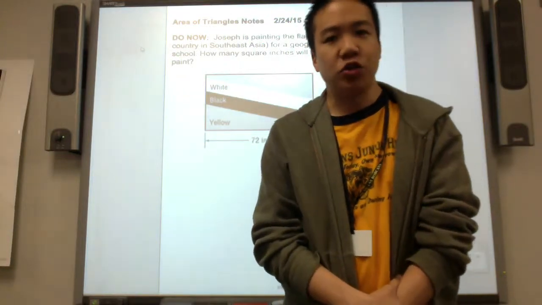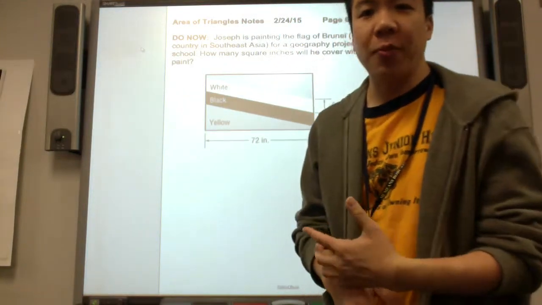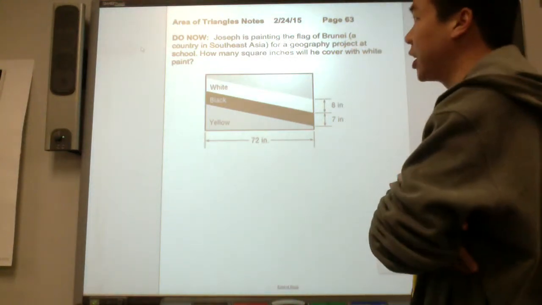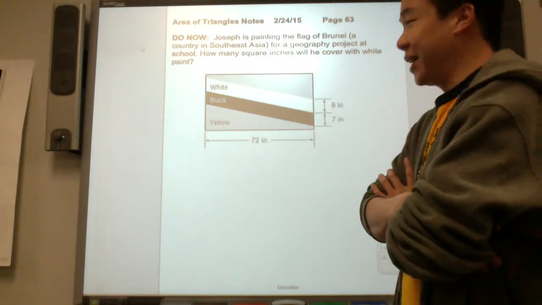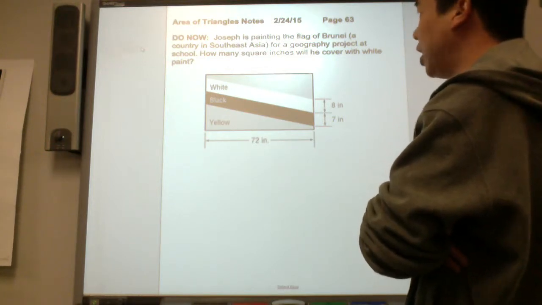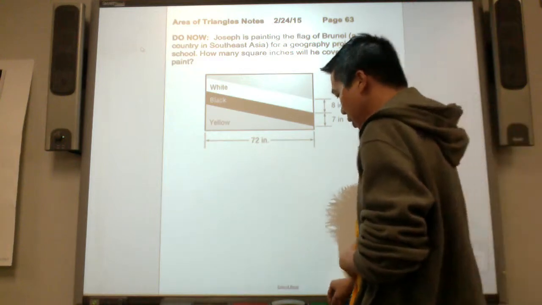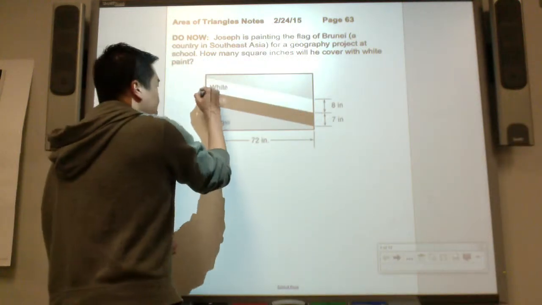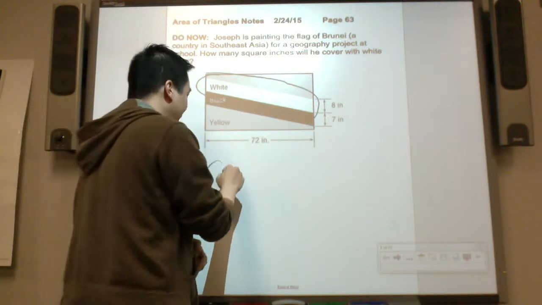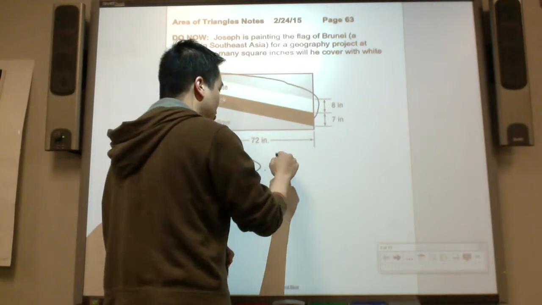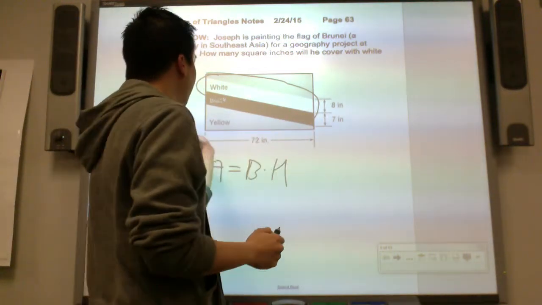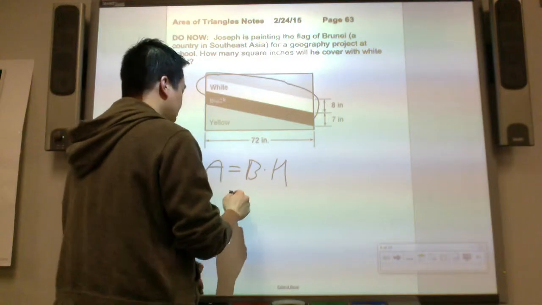Area of triangles. Before we do that, let's look at our do now about area of parallelograms. Joseph is painting the flag of Brunei, a country in Southeast Asia near Indonesia, for a geography project at school. How many square inches will he cover with white paint? So here is the parallelogram right here. To find the area of a parallelogram, you multiply two numbers, the base and the height. The base of this is 72.